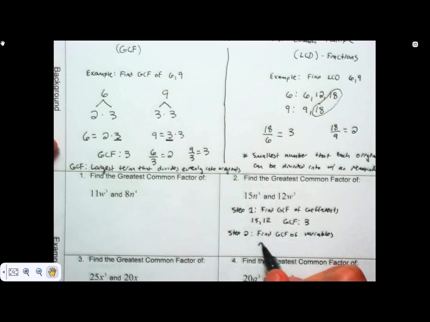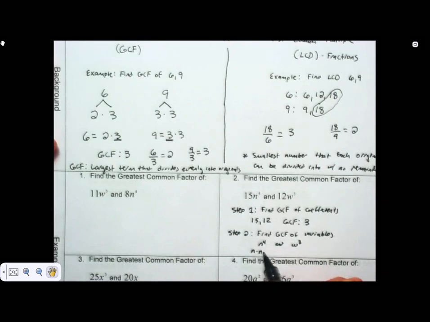Well, here I've got n to the fourth, and I've got w to the third. N to the fourth means I have 4 factors of n, and w to the third means I have 3 factors of w. Clearly, none of the factors for this first expression match any of the factors over here. So their greatest common factor is just 1.